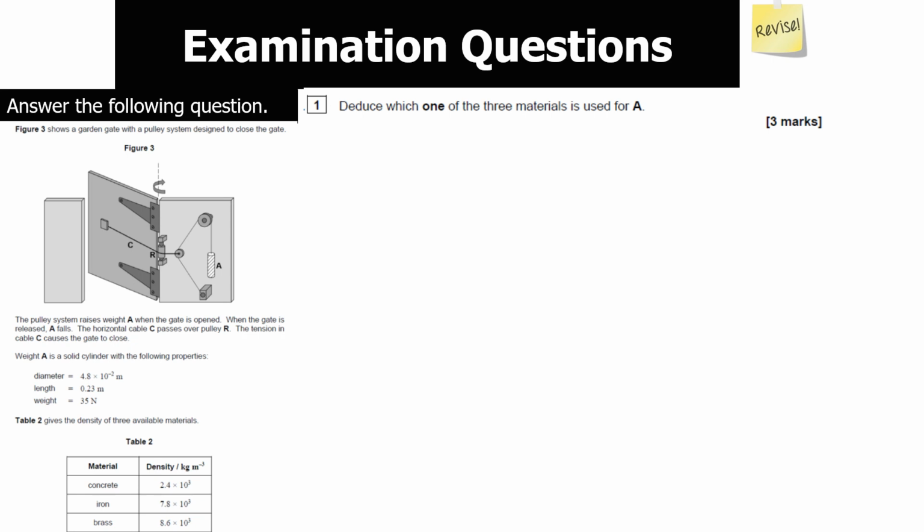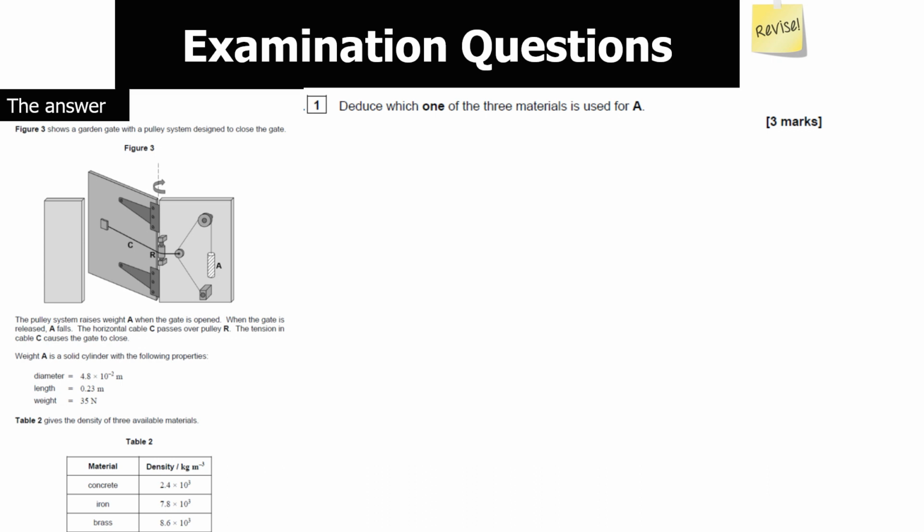The next question says, figure 3 shows a garden gate with a pulley system designed to close the gate. The pulley system raises weight A when the gate is open, and when the gate is released, A falls. The horizontal cable C passes over the pulley. The tension in the cable C causes the gate to close. Weight A is a solid cylinder with the following properties. Diameter is 4.8 times 10 to the minus 2 meters, length is 0.23 meters, and weight is 35 newtons. Table 2 gives the density of the 3 available materials. Which one of the 3 materials is used for A? So pause the video now, then unpause the video when you want to go through your answers.